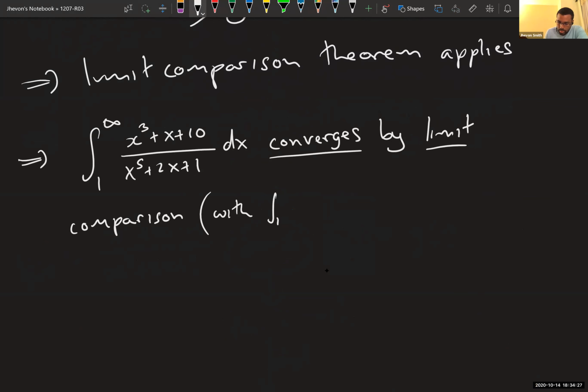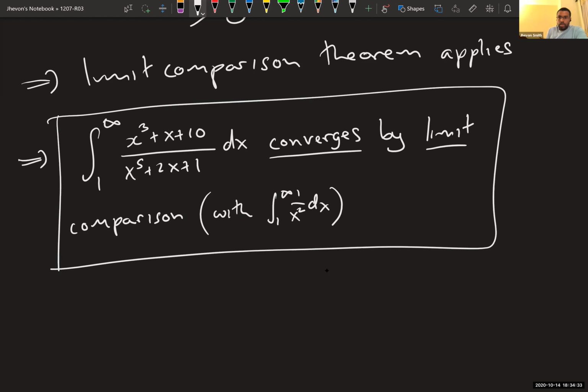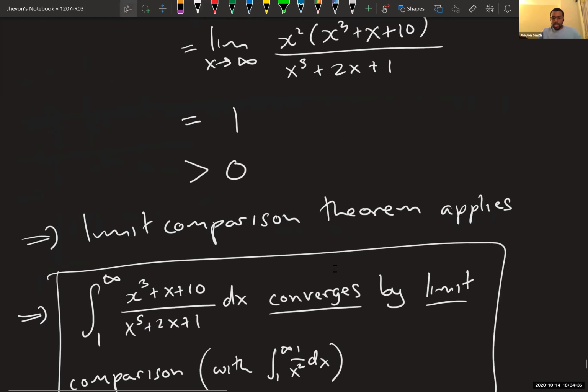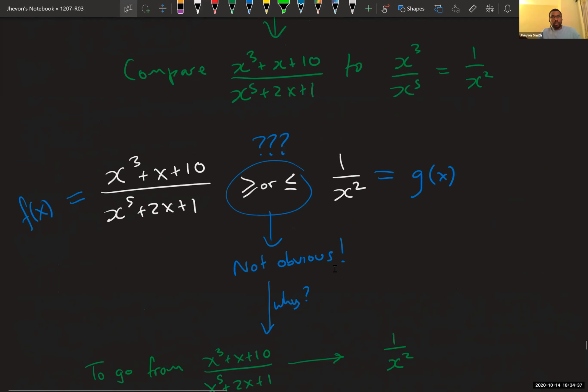Professor, when you were doing the direct comparison theorem, why couldn't you just use 1 over x cubed? Because it's not a good comparison to make. The biggest powers in the original are x cubed over x to the 5th. This fraction, as I go off to infinity, behaves like x cubed over x to the 5th, which means it behaves like 1 over x squared. It does not behave like 1 over x cubed.